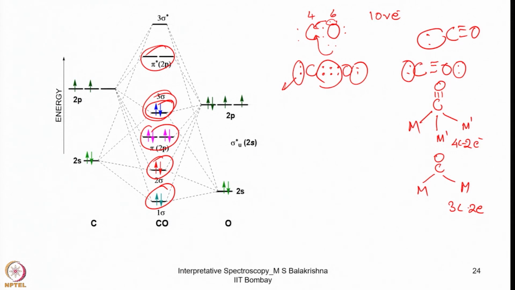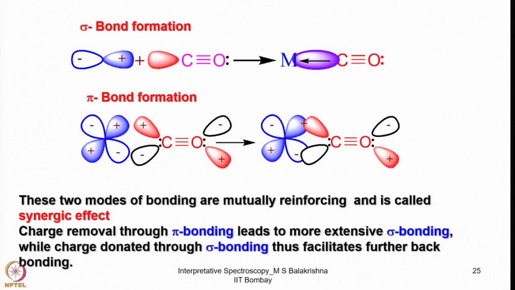And one also should remember the fact that one carbon monoxide can take anywhere between 0.2 to 1.6 electrons to its pi star orbital through back bonding. This is d pi to pi star bonding, where d pi means here it is dxy, dxz or dyz. Okay, now you can see again.